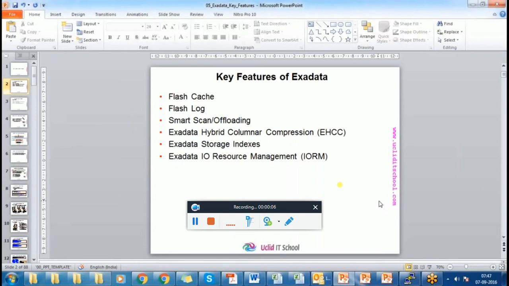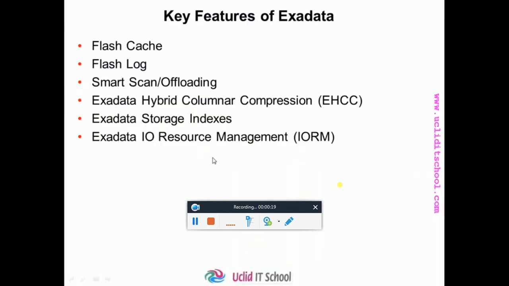So we'll start learning the key features of Oracle Exadata. Oracle Exadata has around 7 key features as listed in this slide. These are named as Flash Cache, Flash Log, Smart Scan, also called offloading, hybrid columnar compression, storage indexes, IO resource management. So these are the fundamental key features of Exadata storage server.